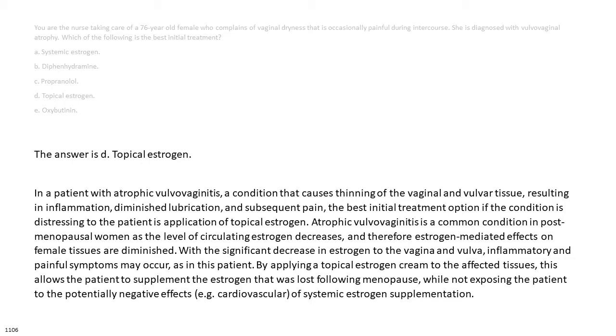By applying a topical estrogen cream to the affected tissues, this allows the patient to supplement the estrogen that was lost following menopause, while not exposing the patient to the potentially negative effects, for example cardiovascular, of systemic estrogen supplementation.